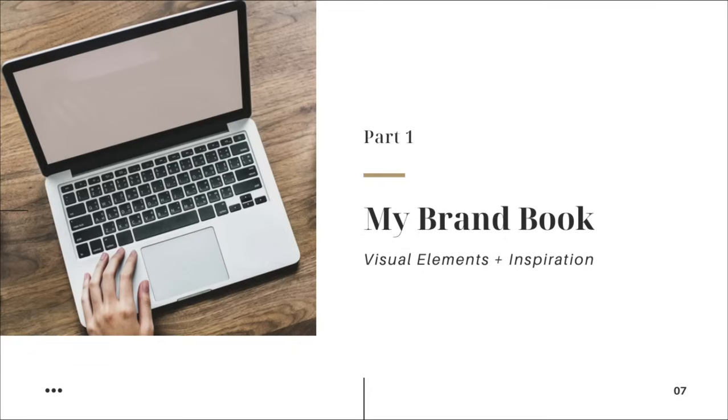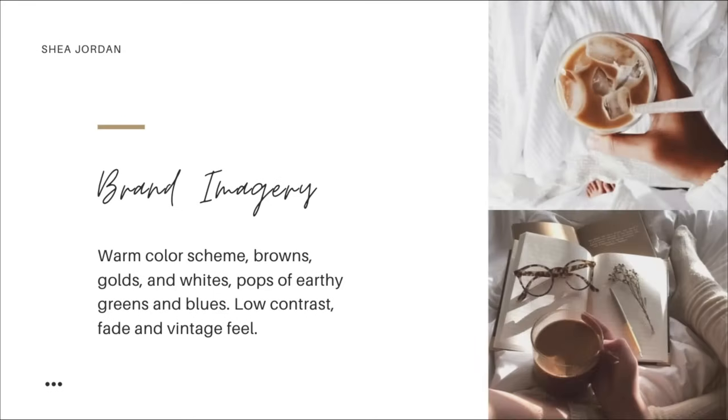And then we're going to launch into my visual elements and inspiration. So first off, my brand imagery. I have always wanted to create an Instagram that has a very clear and uniform aesthetic. So I really like these browns, these whites, these neutral tones. You can obviously create a Lightroom preset or other filters that you can just put over all of your pictures so that they look very cohesive. So I just detailed a little bit more about that, saying, I want a warm color scheme, browns, golds, whites, earthy colors, and a very vintagey feel.